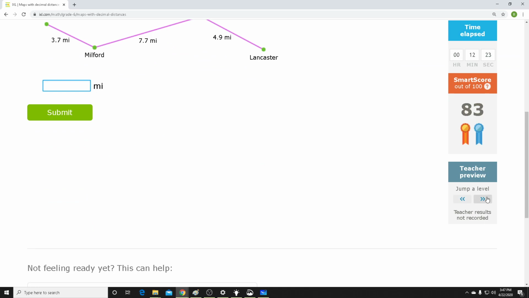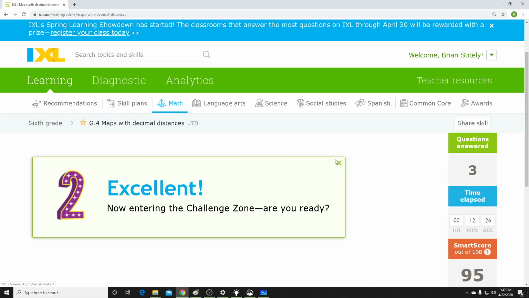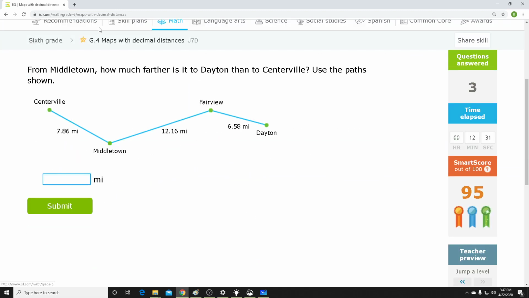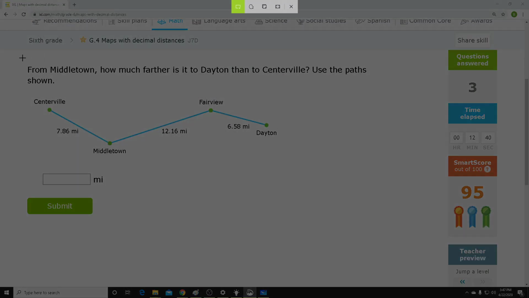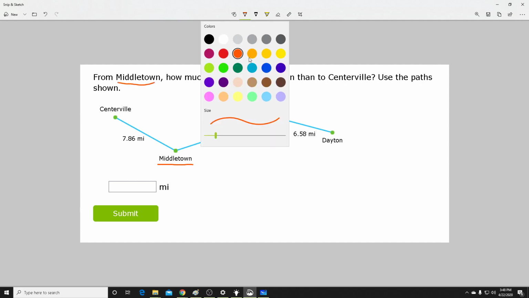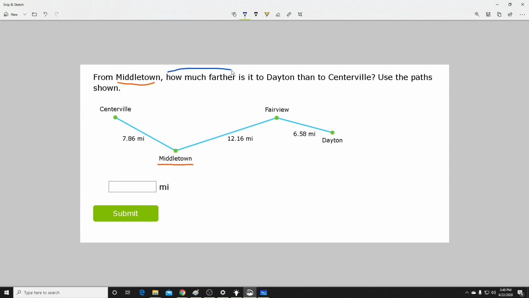Okay, let's see. Let's look at some of the challenge. Yes, here's a good question. But you need to be careful. You have to read this one very, very carefully. So, from Middletown, how much farther? How much farther? Now that's going to be very important.